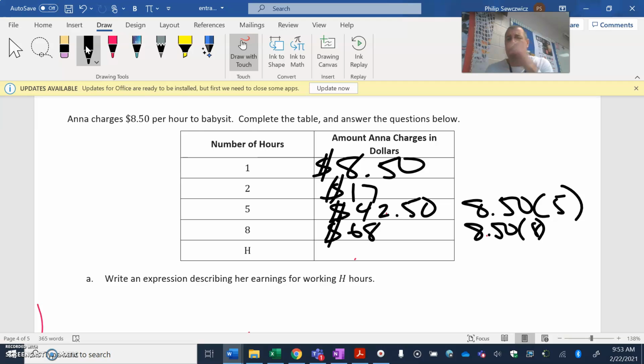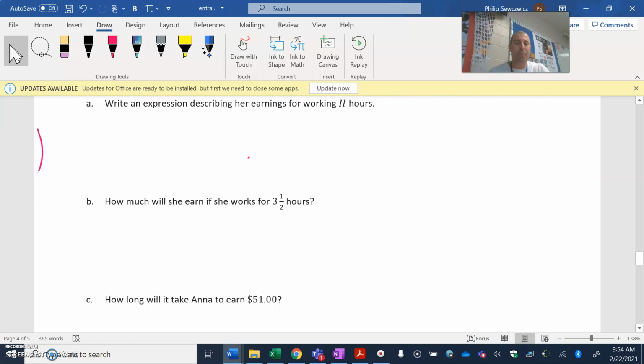And then, okay, well, what if it's H? So the whole idea is what have you been doing each time? I know at the beginning I started with the repeat addition, but when the numbers got big, I went to multiplication. So yeah, we're multiplying every single time. We're going to take the $8.50 and we're going to multiply it by the H time. So again, multiply number times a letter. Hey, that's why I put that number first. All right, so write an expression describing your earnings for working H hours. Well, you just did it. That's an expression. So what they're really after here is, do we understand that vocabulary when we see the word expression? And remember, an expression means you've got a number, a letter, and an operation.